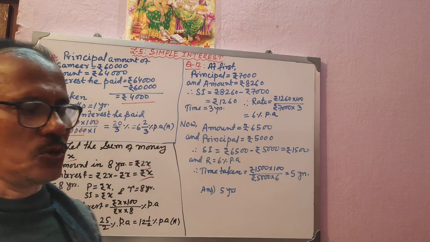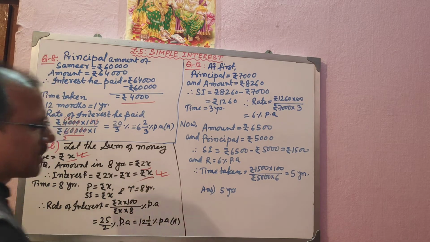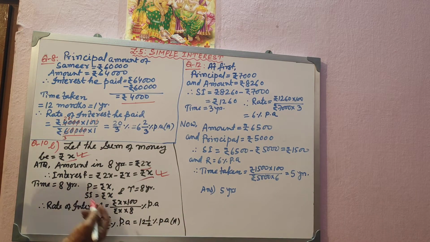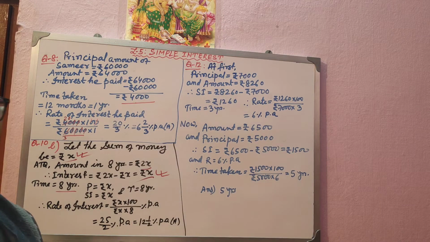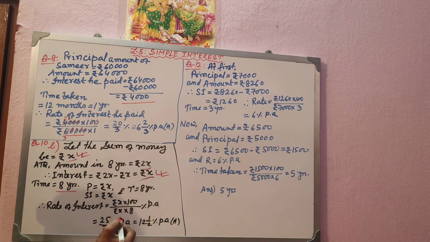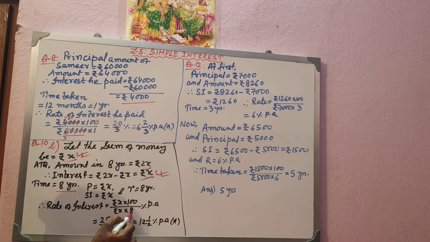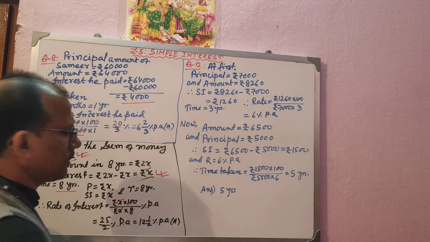That is very simple. Now you have principal rupees X and interest rupees X, and the time given to you is 8 years. So you need to find the rate of interest. Rate of interest is equal to SI into 100 by P into T. SI is rupees X into 100 by P is rupees X into T is 8. So the rupees X and rupees X will be cancelled. It will remain 100 by 8 per annum.